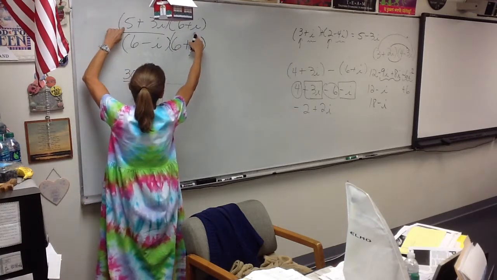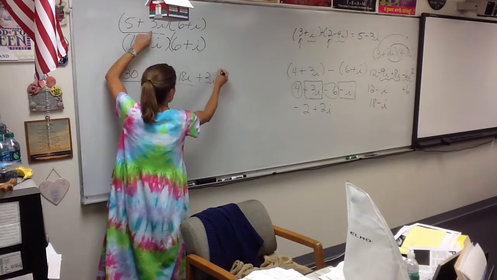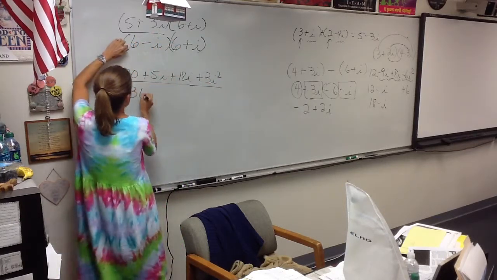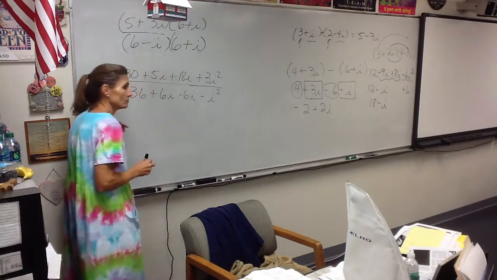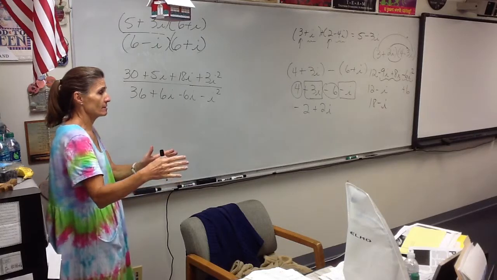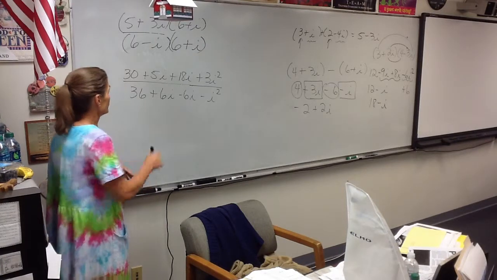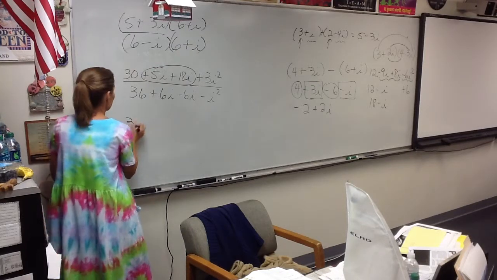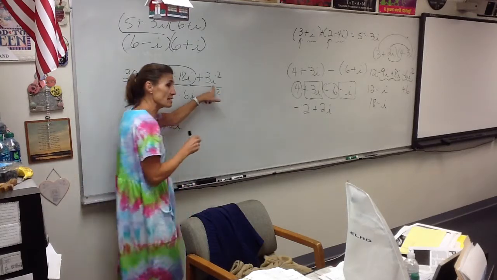30 plus 5i plus 18i plus 3i squared. So I am just carefully foiling. 36 plus 6i minus 6i minus i squared. So first, outside, inside, last. We do it on the top and we do it on the bottom. Now, these two will add together. Would you agree with that? So I have 30 plus 23i.